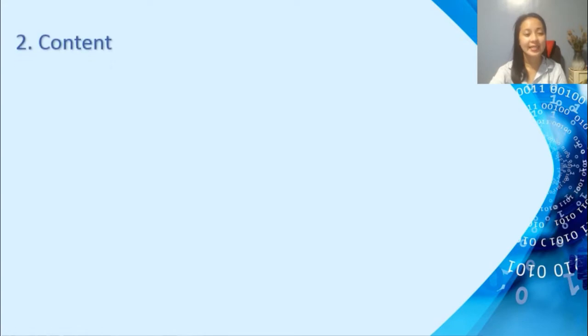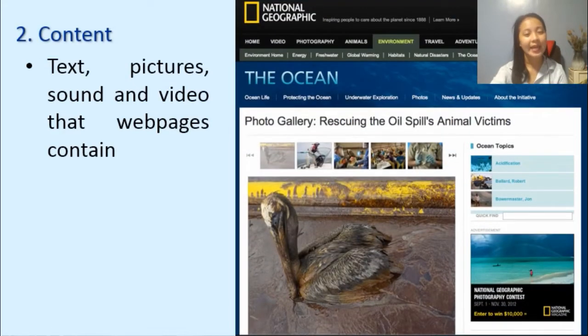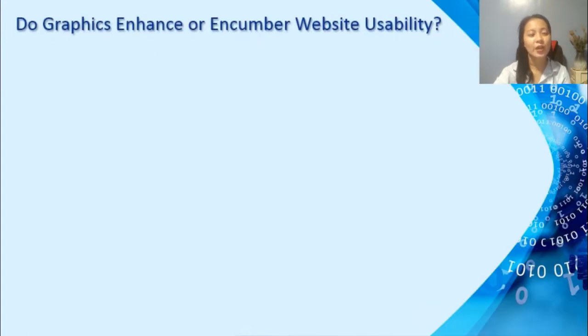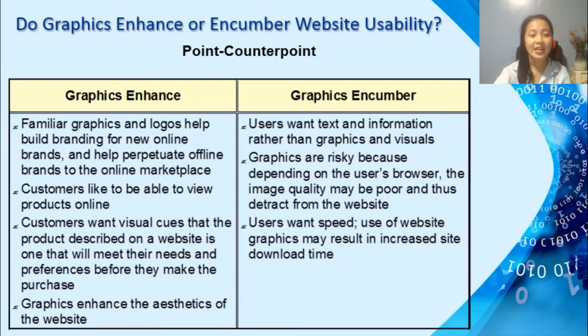The next C is the content. This website, National Geographic, of course, they contain a lot of text or articles, and then pictures, videos, and sound that will entice the viewers. So there is a question there. Do graphics enhance or encumber website usability? Of course, it has advantages, and of course, it has disadvantages.